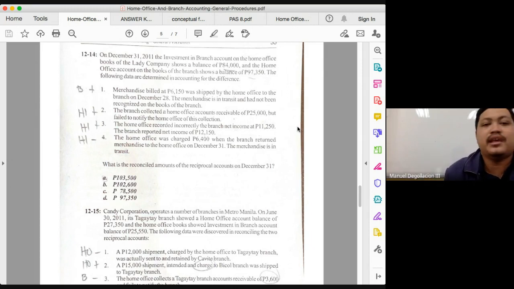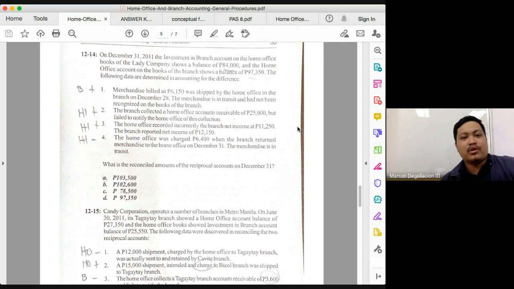How do we know that the 84,000 and the 97,350 are still unadjusted balances? It's because they are not equal. The adjusted balance should be the same for both reciprocal accounts. But of course, the problem also gives us additional information that tends to explain the difference between the balance of your reciprocal accounts.